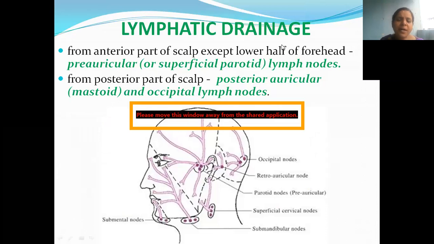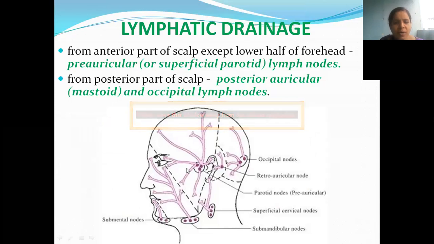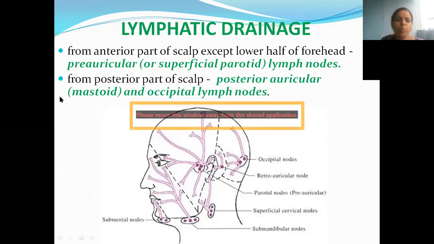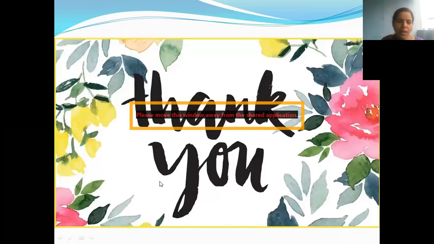Coming to the lymphatic drainage of scalp, see here, this is ear. In front of the ear, the lymphatics are going to preauricular group of lymph nodes, also called as parotid group of lymph nodes. Behind the ear, we have occipital nodes, and we also have certain group of posterior auricular lymph nodes. Okay, hope you understood this scalp.